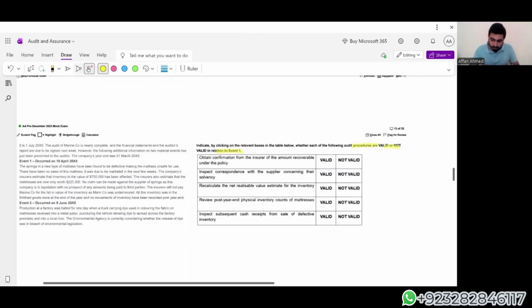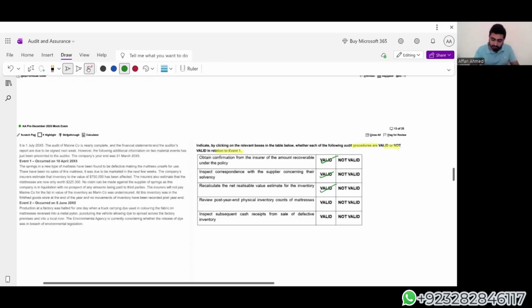Let's see the particular substantive procedures. Obtain confirmation from the insurer of amount recoverable under the policy. Yes, this will be a valid option because it is going to identify the NRV of the inventory. Now, inspect correspondence with supplier concerning their solvency. Yes, it is important because we can't make a claim against other parties. If we are recording an asset that we will get money, we need correspondence from the supplier. So this is a valid substantive procedure. Next, recalculate the net realizable value estimate for the inventory. Yes, recalculation is important so that we can record it according to IAS 2 at the lower of cost or NRV. This is valid.